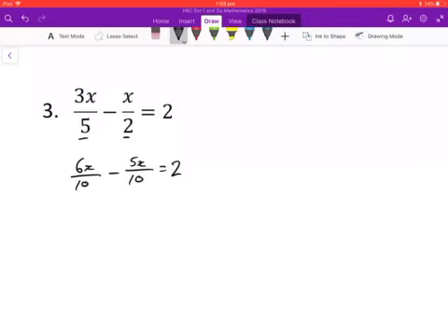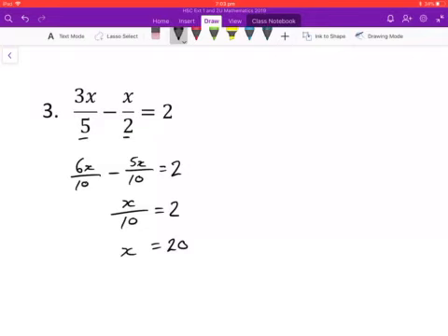Now, I haven't multiplied anything out. That's why the right-hand side is still 2. Because I've simply, for each fraction, changed the way it's written. I haven't adjusted the value or multiplied or anything. The 6x on 10 is exactly the same as 3x on 5, just with different numbers, but the ratio is still the same. Combine these two, 6x minus 5x, that's going to be x on 10 is equal to 2. And multiply by 10 on both sides, we get x is equal to 20. And there we have it.